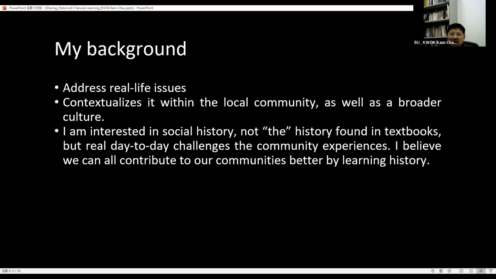Okay, but later on, I found the common ground of them. Historical anthropology and service learning both seek to address real-life issues and contextualize them within the local community. This shaped my teaching philosophy that I'm interested in social history, not the history found in textbooks, but real day-to-day challenges the community experiences. I believe we can all contribute to our community better by learning history.